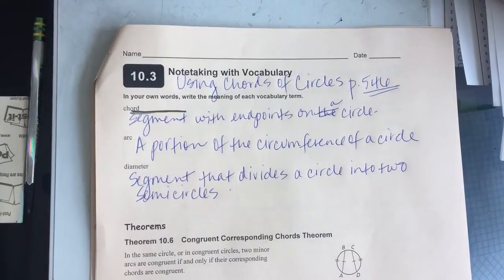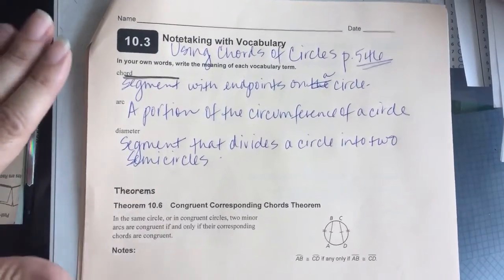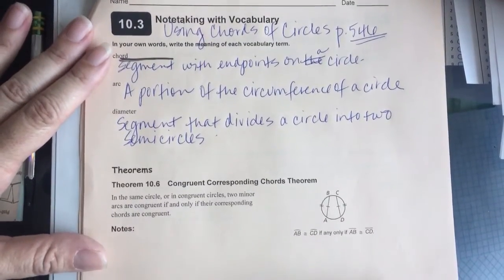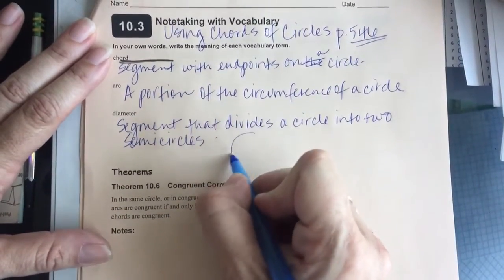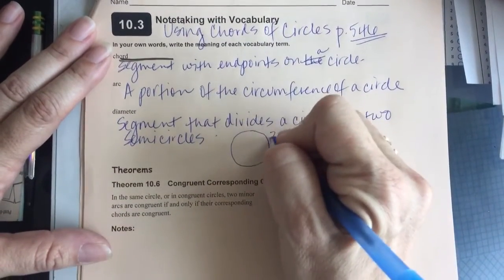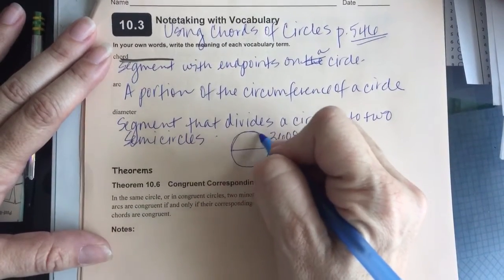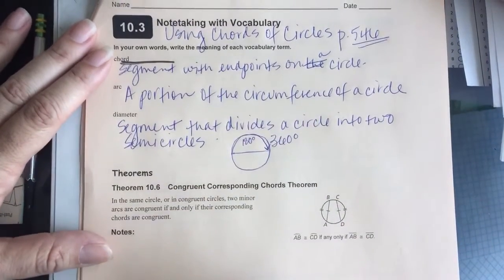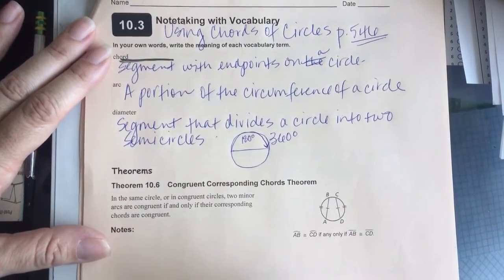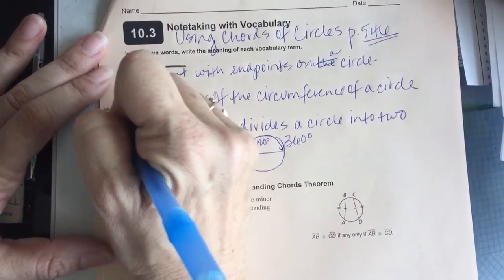Now, in this section, we're going to get a lot more in terms of relationships about chords and how we can find values. We'll be using a lot of algebra. When we talk about dividing into two semicircles, just a reminder that in a circle, we go all the way around 360 degrees. That semicircle idea takes us to the 180. Half of it is 180 around. Semicircles are both 180. With arcs, we have major and minor.